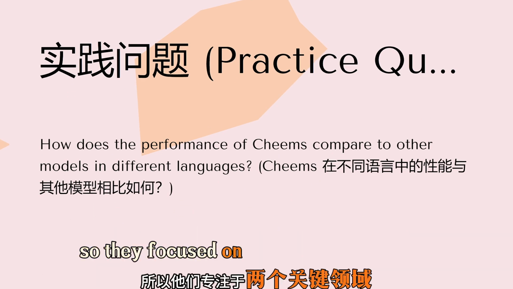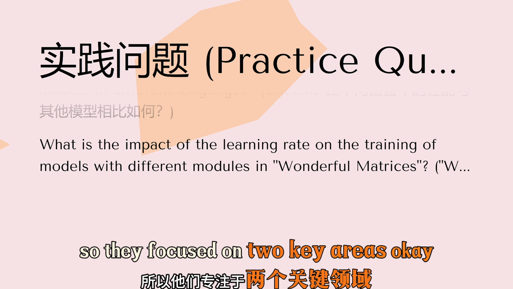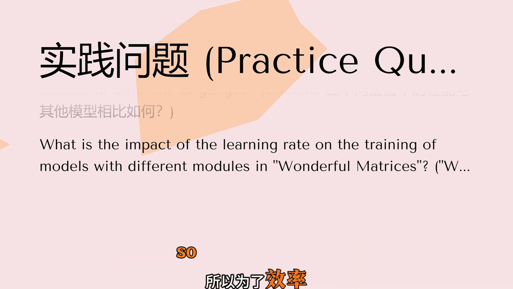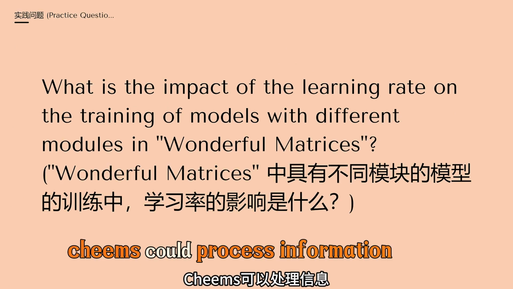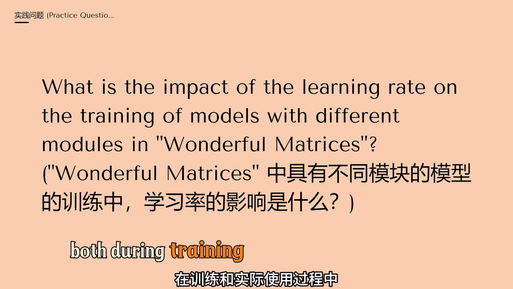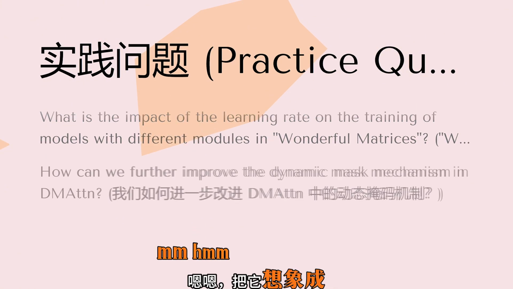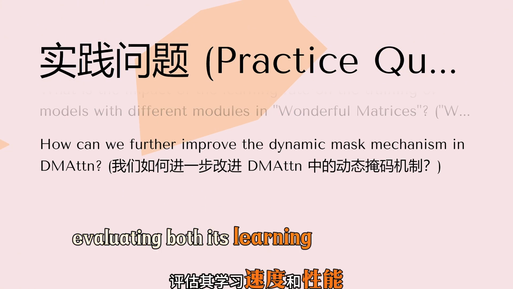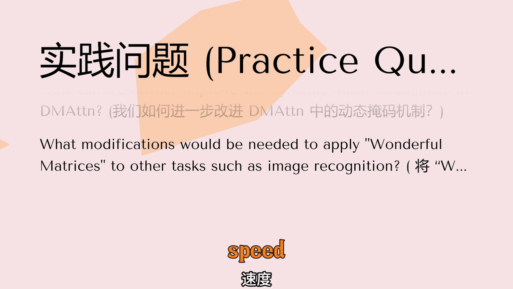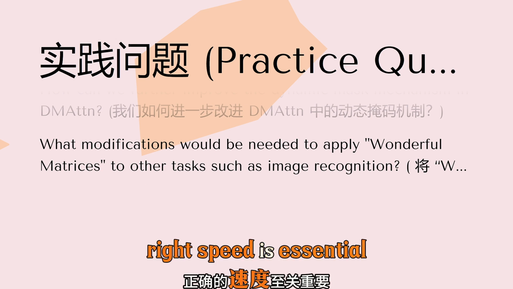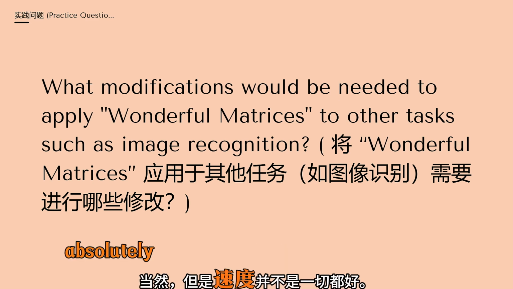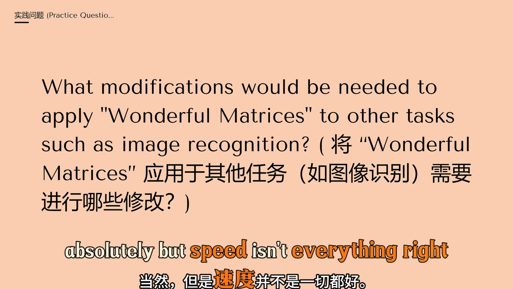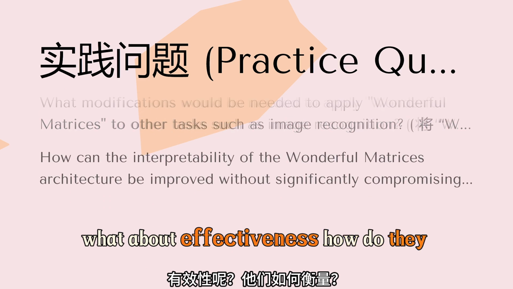So they focused on two key areas, efficiency and effectiveness. For efficiency, they measured how fast Teams could process information, both during training and during actual use. Think of it like evaluating both its learning speed and its performance speed. Right, speed is essential, especially when we're talking about these large, complex AI models. Absolutely. But speed isn't everything. Right. What about effectiveness? How do they measure that?